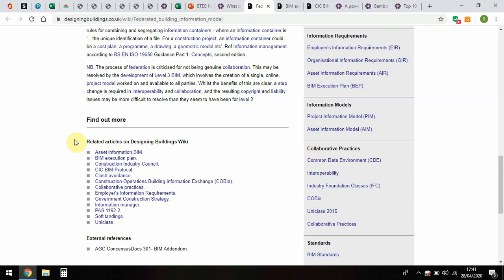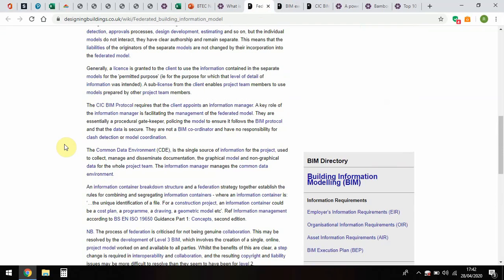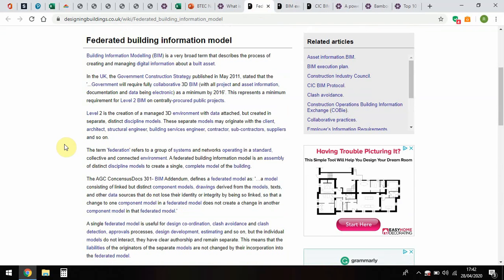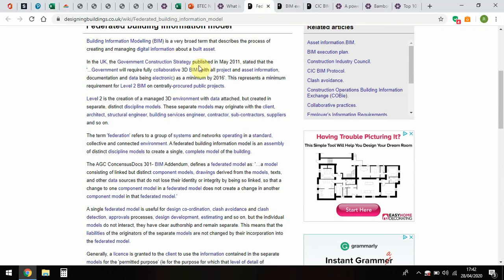If we have a look at a few of the ones on here, we've got our Designing Buildings wiki. If I scroll up, it starts talking about the idea that the government wants to have fully collaborative 3D BIM moving forward. It talks about what the level 2 BIM was.